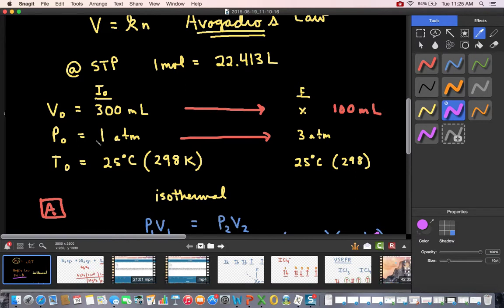So since the pressure goes up by a factor of 3, this only results when I squeeze the molecules closer together. So the volume must decrease. The volume goes down by a factor of 3. 300 divided by 3 is, yes, you guessed it, 100 mils. So it's 3 different approaches to solving that problem.